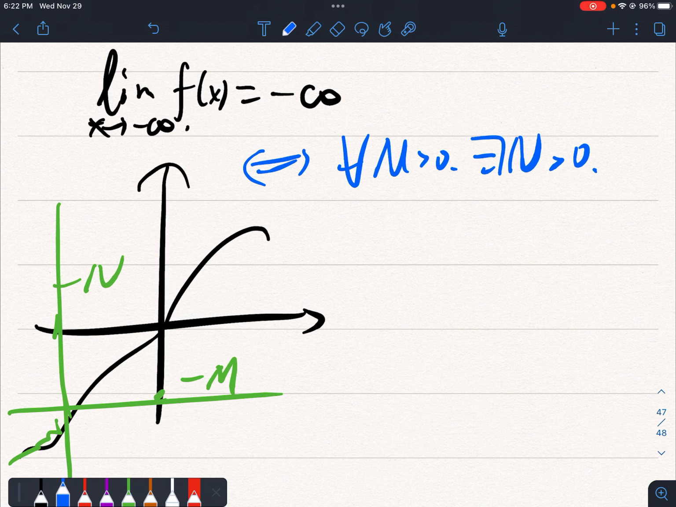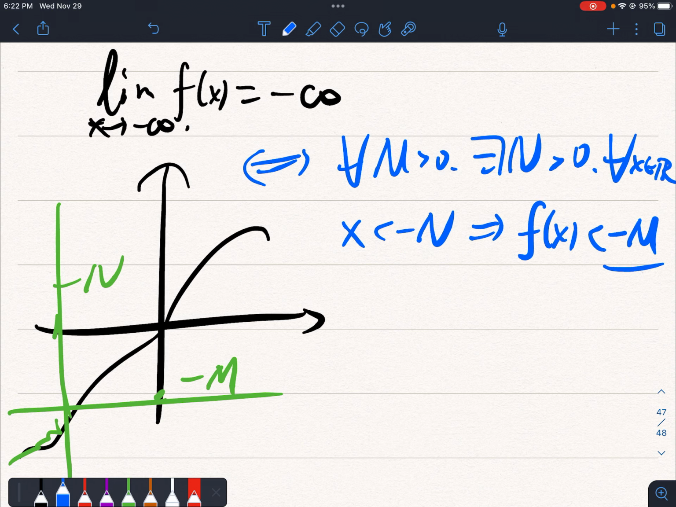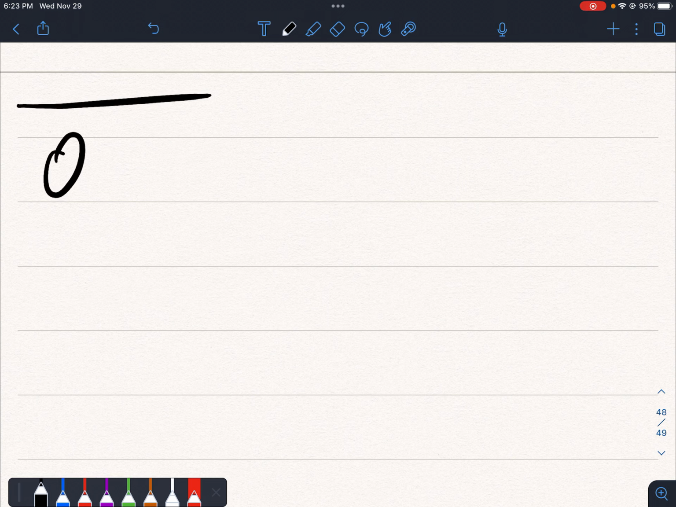So this is equivalent to for all m bigger than 0, we can find some n bigger than 0, such that for x in R, if x is less than negative n, this means x is very, very small, smaller than some very, very small negative number, then f of x is very small. It is less than negative m for an arbitrary m. Okay. And then I need to talk about the one-sided limits.